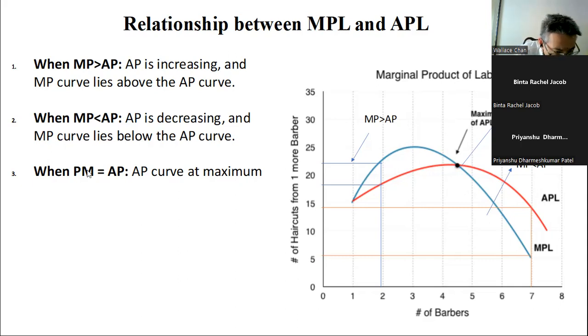Sorry, I think it's the maximum point. PM here means maximum point. Here is when the marginal product of labor touches, or is the same as, the average labor product. That is the maximum point.